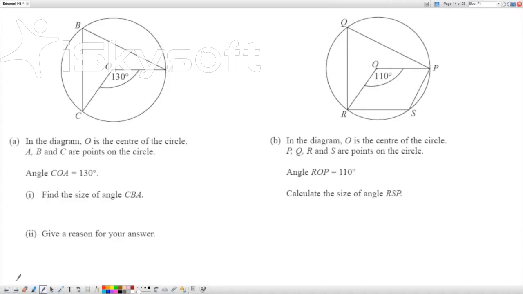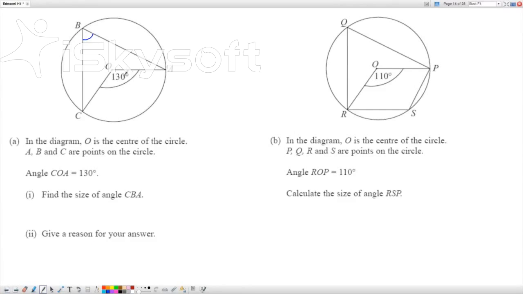In this question, we have some circle theorems, rules about circles. First, we're asked to find the angle CBA. CBA is this angle here at the circumference.